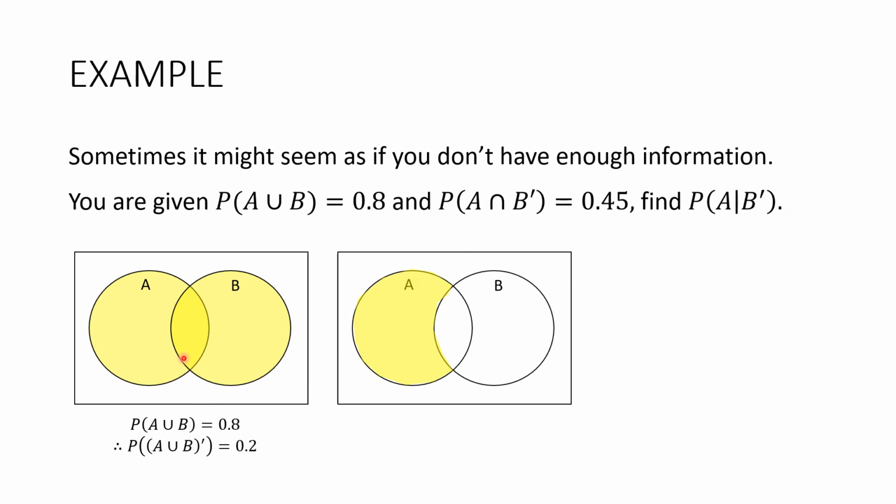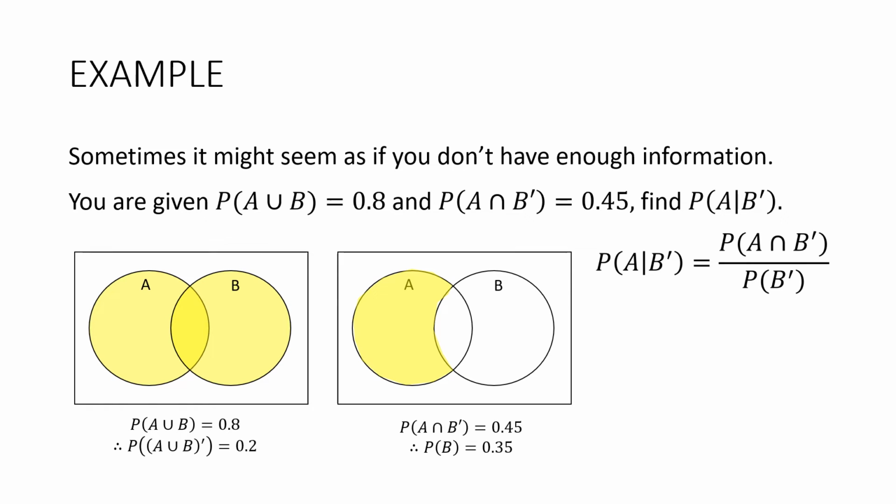It must be 0.8 take away 0.45. Wouldn't you agree? So the probability of B occurring is 0.35. Alright, let's have a look at our formula. So probability of A given B doesn't occur is equal to the probability of A intersection not B over the probability of not B.